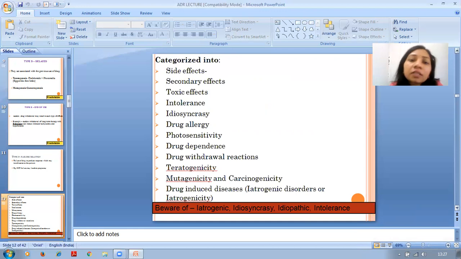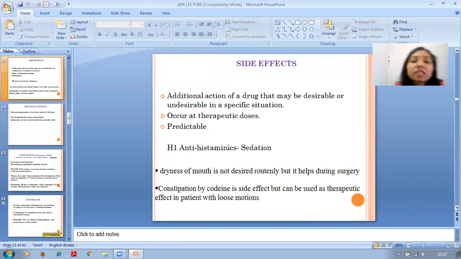Now there are certain terminologies which can be mentioned here, and we will discuss them one by one, like side effects. What are side effects? These are the additional actions of a drug that may be desirable or undesirable in a specific situation. They occur at therapeutic doses and are predictable. When we talk about adverse effects, they are always harmful, unintended, undesirable. But when we talk about side effects, they can be desirable or undesirable depending on the situation.